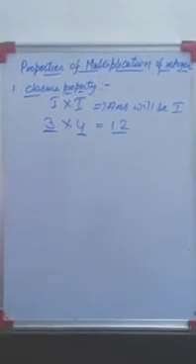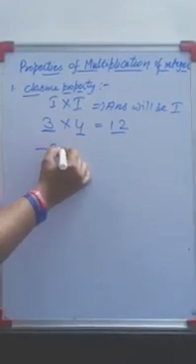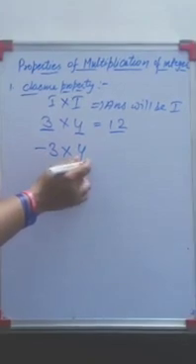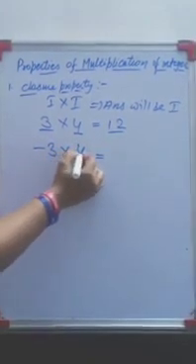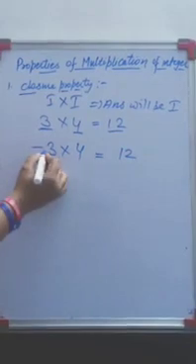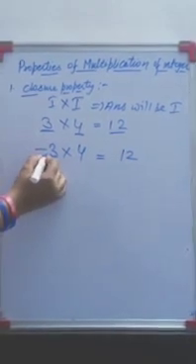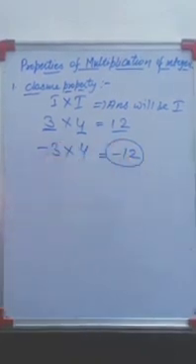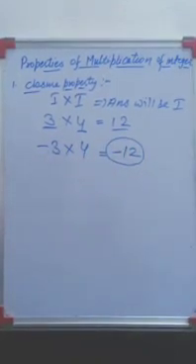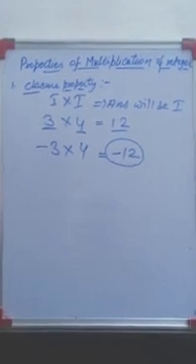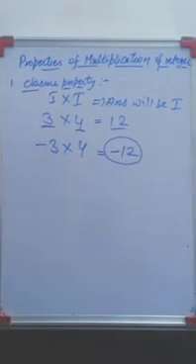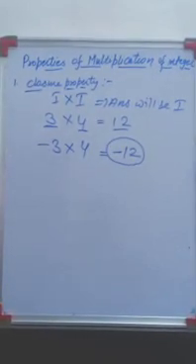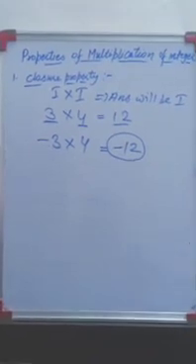I can take negative integers also. If I take minus 3 into 4, both are integers. This one is negative, this one is positive. The result: 3 into 4 is 12, and one term is negative, so the sign will be negative, minus 12. Is minus 12 an integer or not? Yes, it is an integer. So this is the closure property: whenever an integer is multiplied by an integer, the answer will also be an integer.